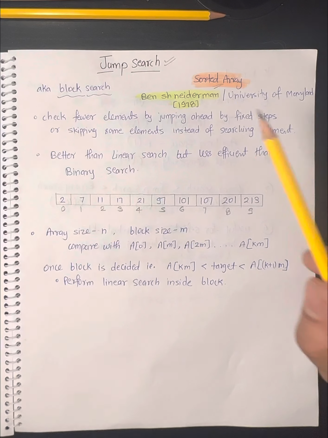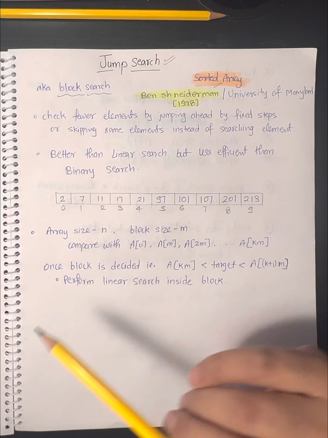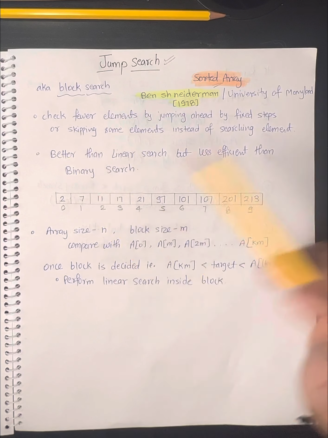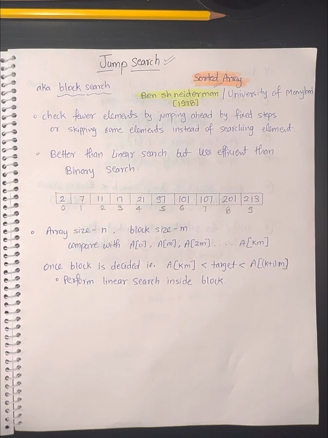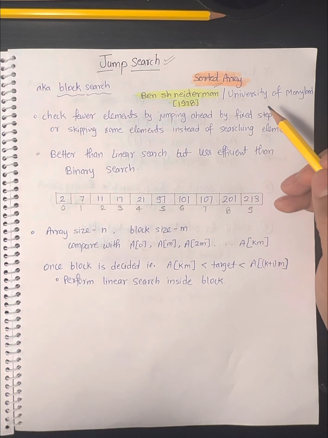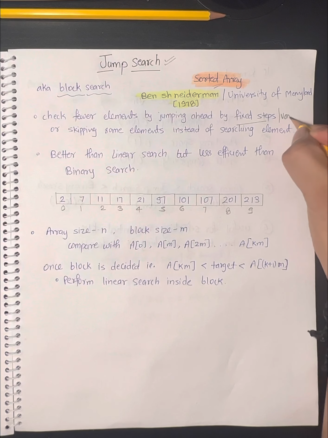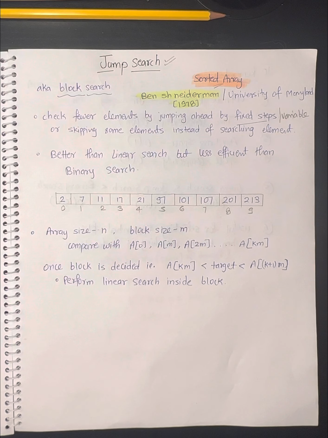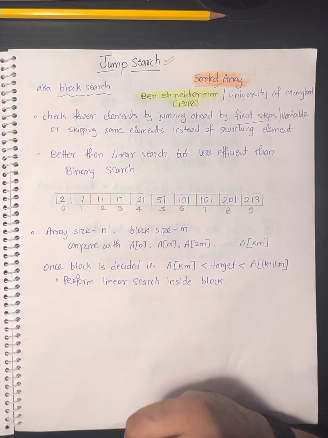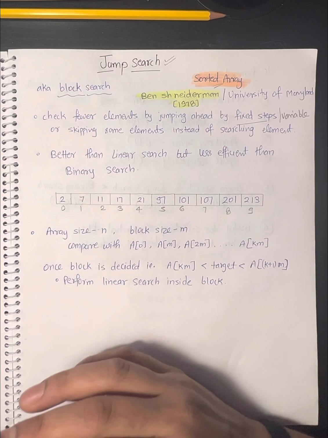The jump search algorithm basically works in one way. It checks fewer elements by jumping ahead. In the linear search algorithm, we compare each element with the target we are looking for; in this algorithm we jump a few elements ahead. We can jump by a fixed number of steps, or it can be variable, based on the way we implement it.